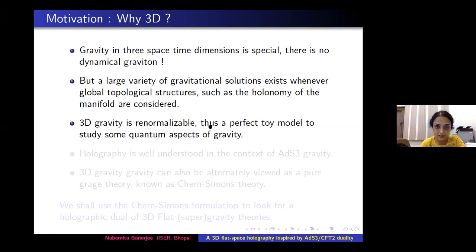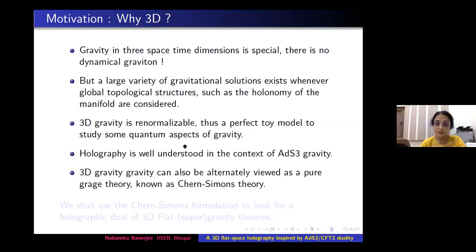So we do have a large variety of solutions, and hence it makes the structure richer. Then 3D gravity is renormalizable and thus a perfect toy model to study some quantum aspects of gravity. Most importantly, holography is reasonably well understood, at least in the context of AdS3 gravity. So we understand some good features of the dual field theory for three-dimensional gravity when it is asymptotically AdS. And then another good feature is that 3D gravity can also be alternately viewed as a pure gauge theory, which is known as Chern-Simons theory. So this gives us a lot of technical support to study this theory.